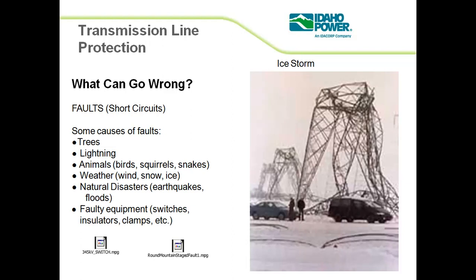When the structure gets distorted, all the conductors which are put on this structure also get damaged. So for that, there are certain losses. For example, some faults occur while a tree is falling, lightning, animals, birds, weather conditions, natural disasters like earthquakes and floods, faulty equipment, switches, isolator clamps. So due to that, your structure will get damaged, and you have to protect our system against these faults. Because if your structure gets damaged, the whole power supply will be shut down.